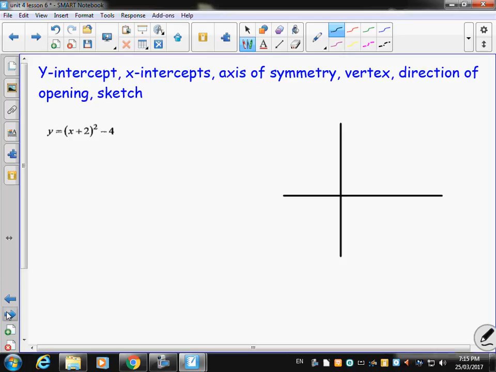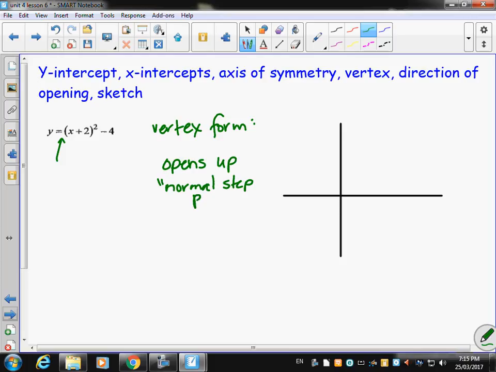If I have the second one, what do I know without changing forms? X plus 2 squared subtract 4 is in vertex form. What do I know without changing forms? Well, I can see that there is an invisible 1 for my a value. Like the last one, it opens up. It has a normal step pattern. Okay, direction of opening, so I know that.